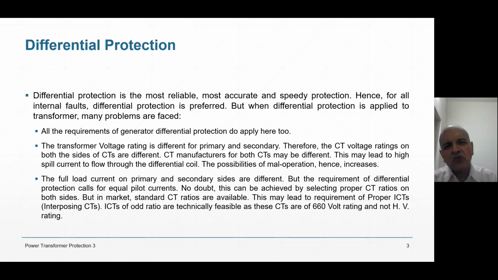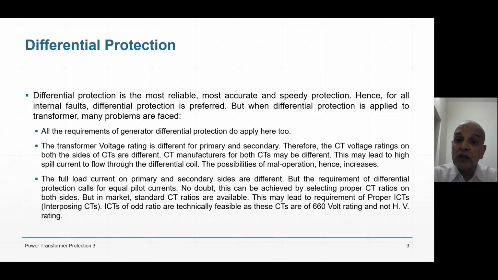Because the zone of protection is only between 2 CTs, and transformer 2 CTs hardly 10 or 20 meter apart. So I mean, no big pilot wires are to be used. So no big voltage drop in pilot wires also. Another thing, it is very accurate. Just outside the transformer, relay will not operate, and just within the zone of protection, that means within 2 CTs, primary side CTs and secondary side CTs is the zone of protection, it certainly operates. And very speedy.